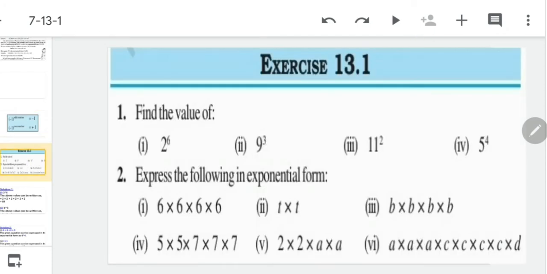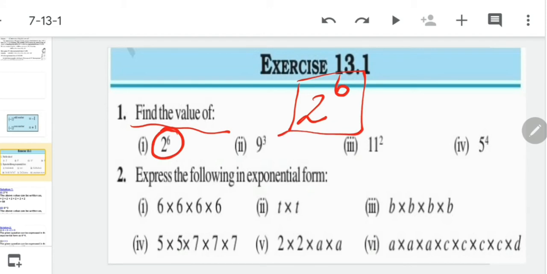Now let's start the exercise and we will learn how we have to solve these questions. So the first question of exercise 13.1 is find the value of 2 power 6. That is, we have been given an exponential form and we have to convert it into its actual number. So we all know that 2 is the base and 6 is its exponent. That means 2 will be multiplying by itself 5 times. That is, we have to write 2 6 times.